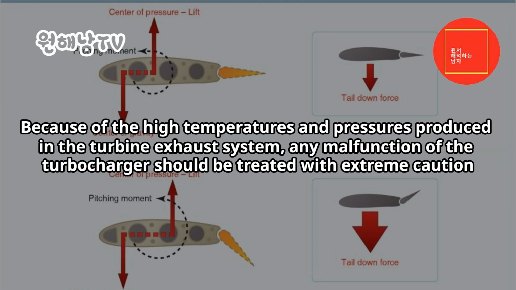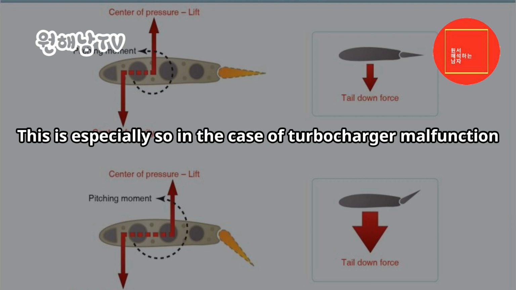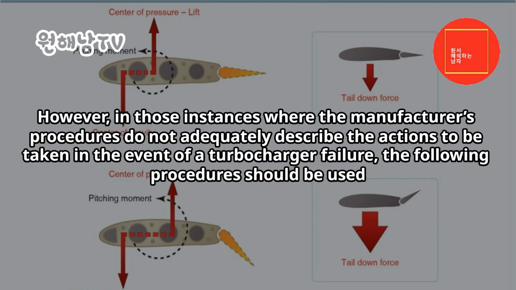Turbocharger failure. Because of the high temperatures and pressures produced in the turbine exhaust system, any malfunction of the turbocharger should be treated with extreme caution. In all cases of turbocharger operation, the manufacturer's recommended procedures should be followed. This is especially so in the case of turbocharger malfunction. However, in those instances where the manufacturer's procedures do not adequately describe the actions to be taken, in the event of a turbocharger failure, the following procedures should be used.